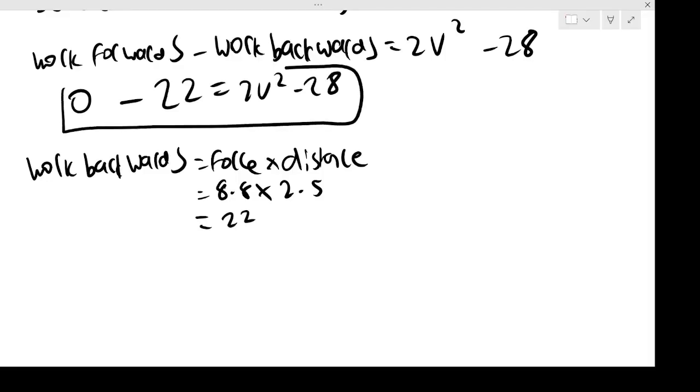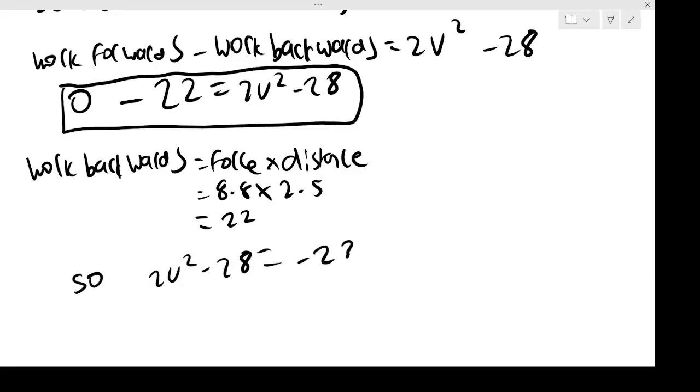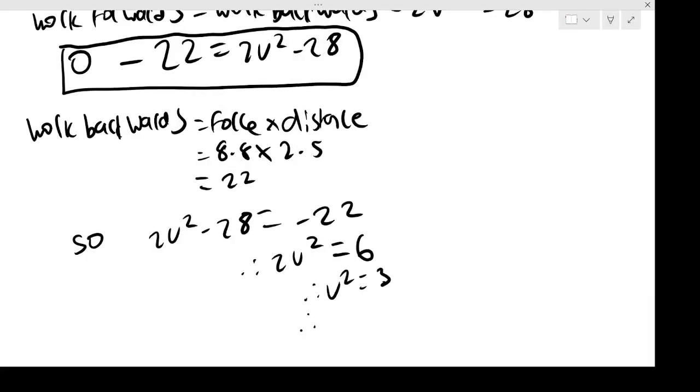And so then I could solve this for v, which is what I want. So 2v squared minus 28 is negative 22. Therefore 2v squared is going to equal 6. Therefore v squared is 3. And if we square root that, we get that v is 1.73 meters per second. And that is my final speed.